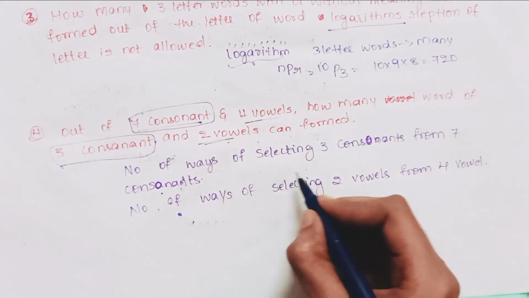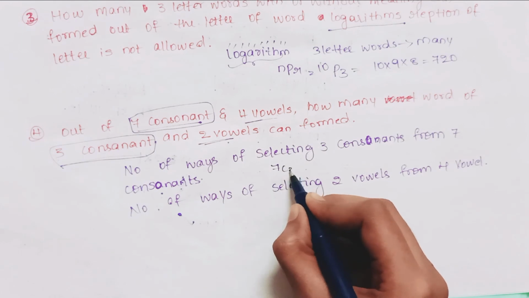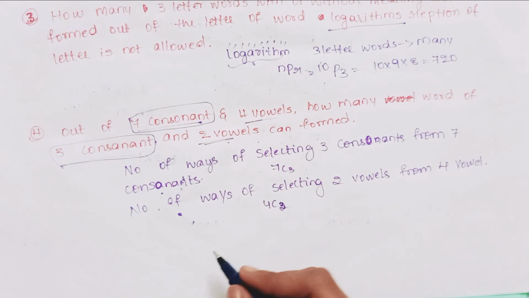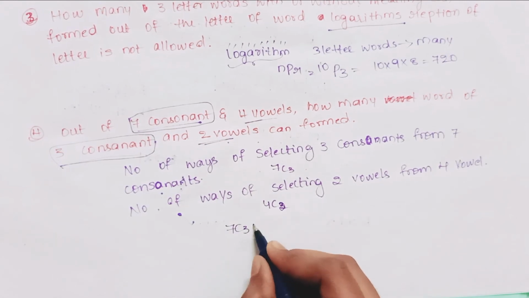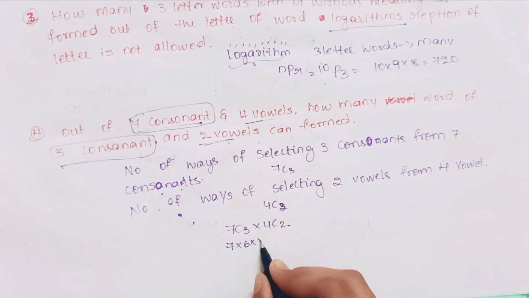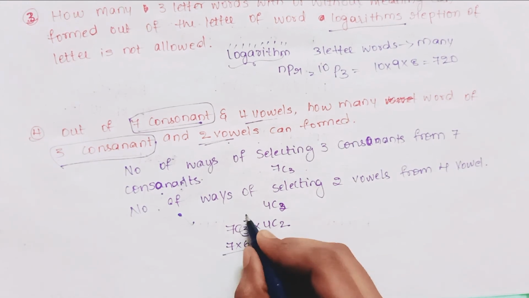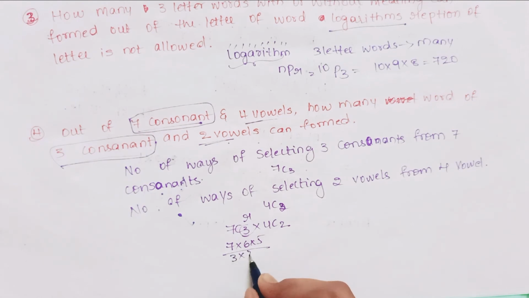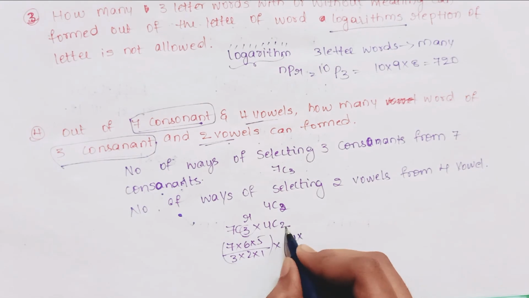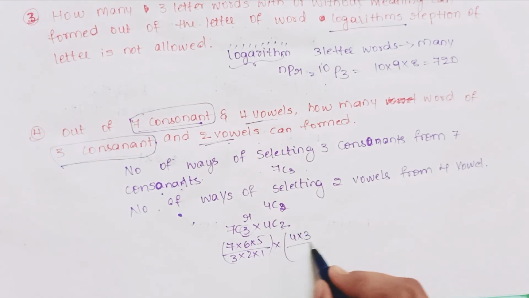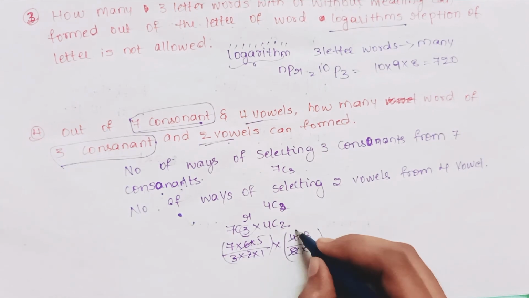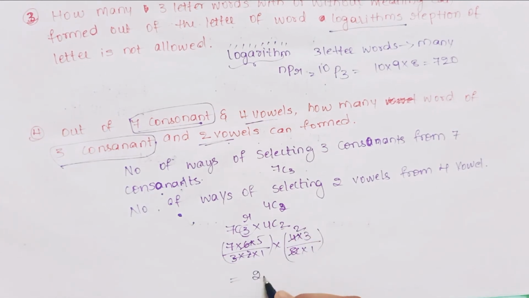Now this is in the form of 7C3 and this is in the form of 4C2. Now 7C3 into 4C2: 7 into 6 into 5 by 3 into 2 into 1, because here r is equal to 3, into 4 into 3 by 2 into 1, only 2 numbers. If we calculate, we will get 210.